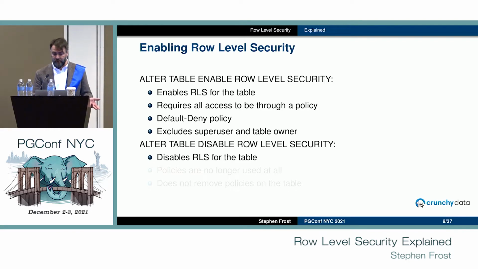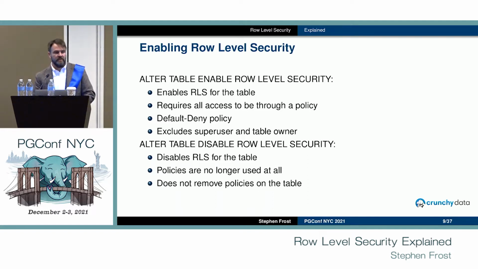When you disable row-level security, it'll basically stop applying any policies. It'll also stop doing the default deny policy. Policies that exist are just not going to be used anymore, but the policies still exist on the table, right? We don't actually drop the policies from the table when you disable row-level security, so they'll still be there in the event that you want to maybe re-enable row-level security at some point later.